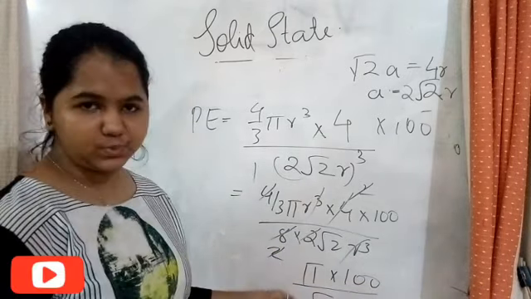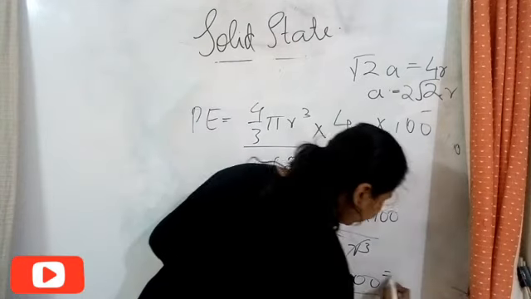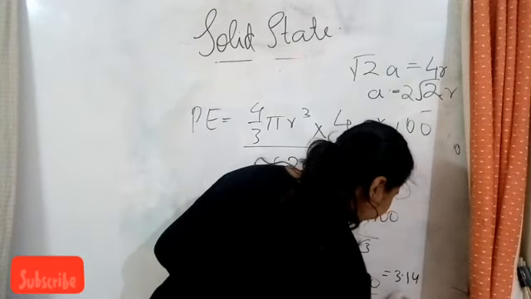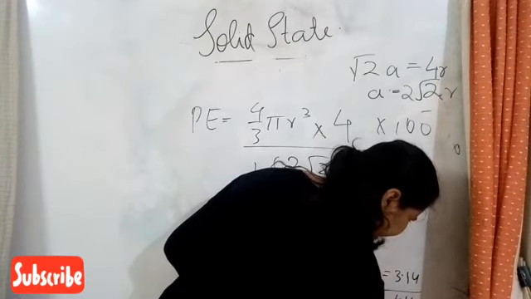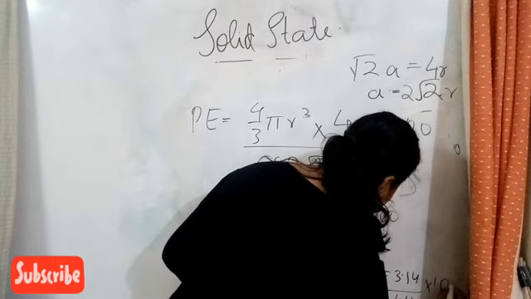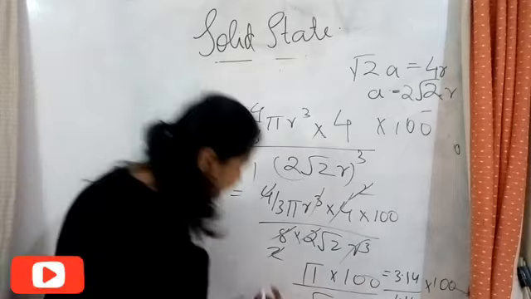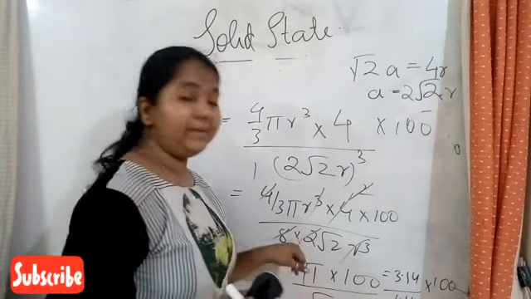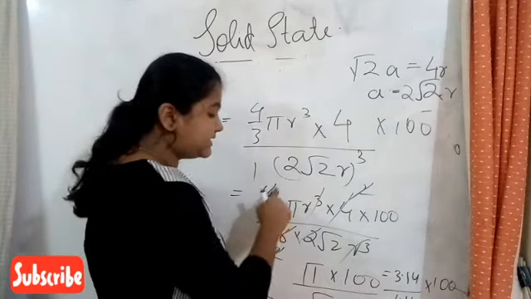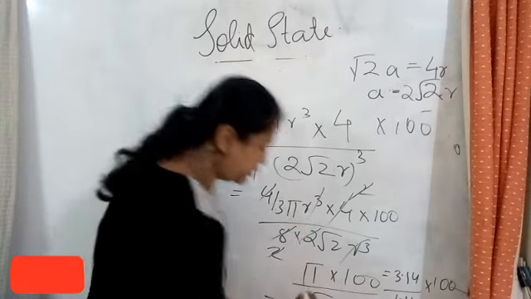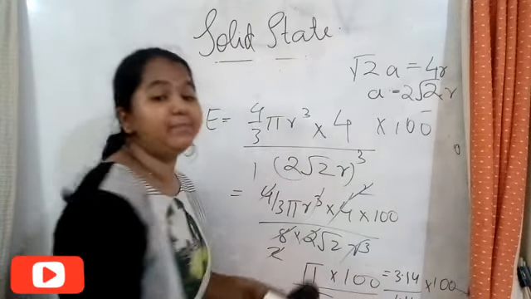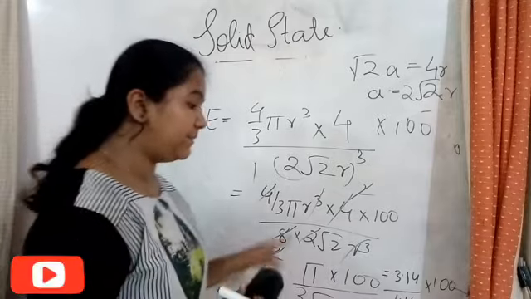Am I right? That is 3.14 divided by 1.4 into 100. You'll do the calculations and the answer that you will get is, sorry, we made a mistake. We didn't consider this 3. This 3 should also be there. So this is pi by 3 root 2. Okay, this is pi by 3 root 2.